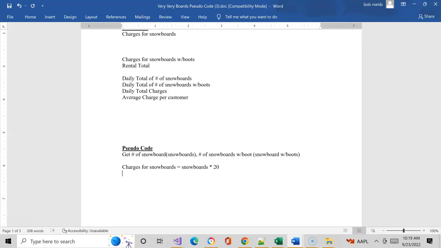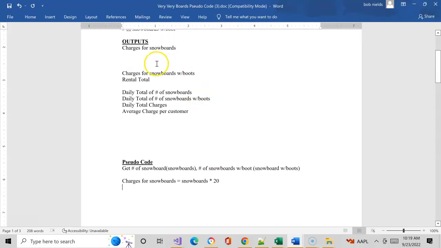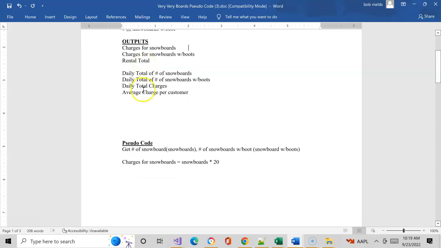Remember, we're not doing any conditional programming, so don't have any if statements in anything you're doing right now. That will come in a week or so. But right now, all we're doing is sequential processing. So in this case, charges for snowboards equals snowboards times 20. I go back up to my outputs, and I sit back and I ask myself the question, am I finished with this? Did I solve for this?